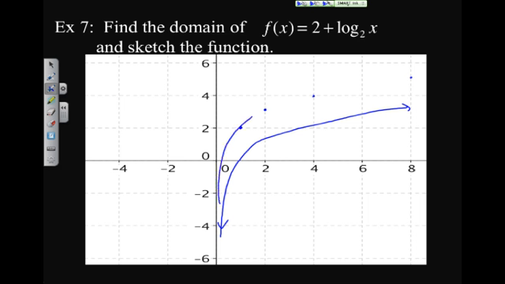And notice, still our domain is that x has to be greater than 0, or we could write it in interval notation from 0 to infinity. So 2 different ways that we could write it, x such that x is greater than 0, or from 0 to infinity.